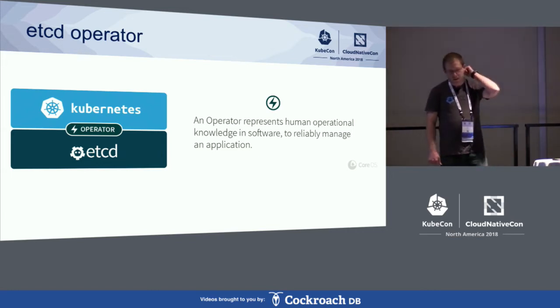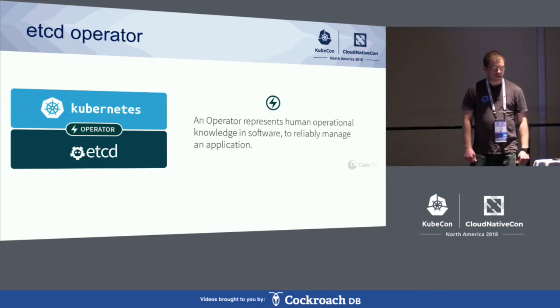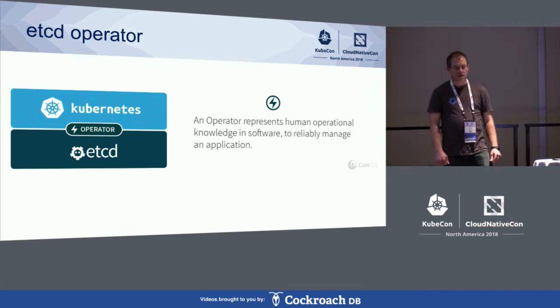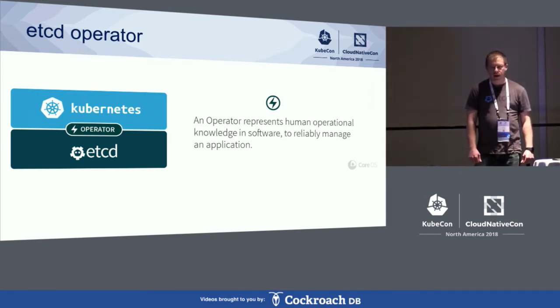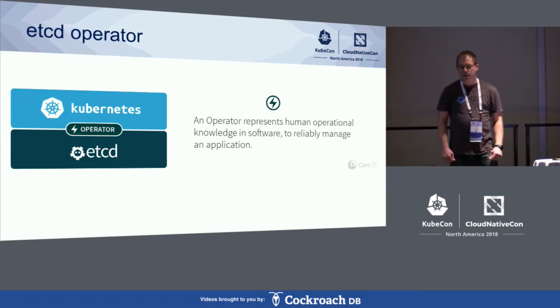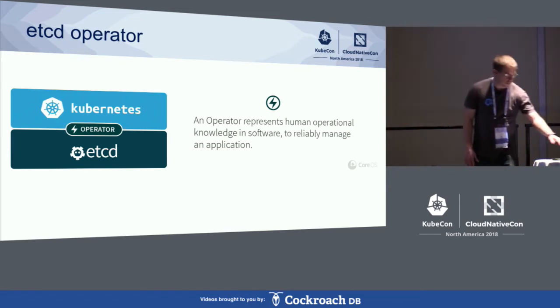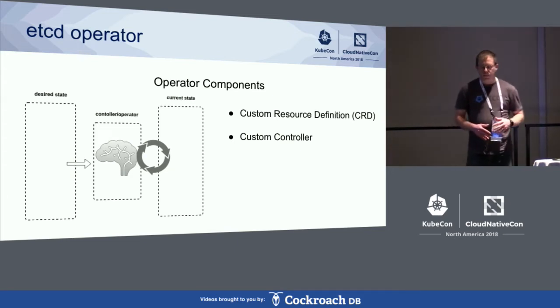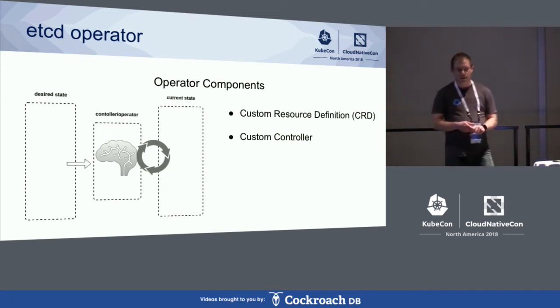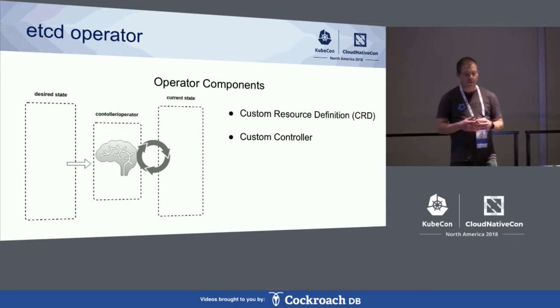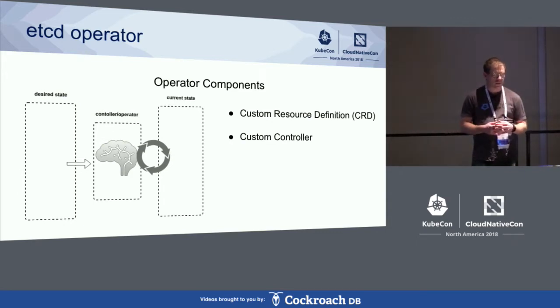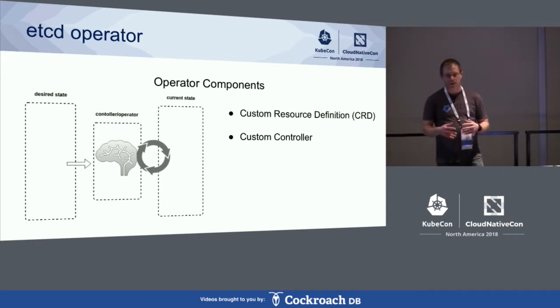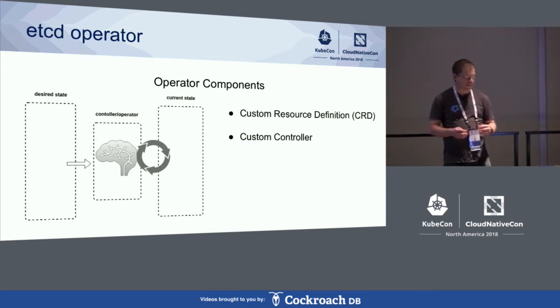Okay, so an operator represents human operational knowledge in software to reliably manage an application. So what does that really mean? In the case of the diagram here, we have desired state, we have current state, and then we have our controller. The controller is basically going to attempt to reconcile the difference between current state and desired state.